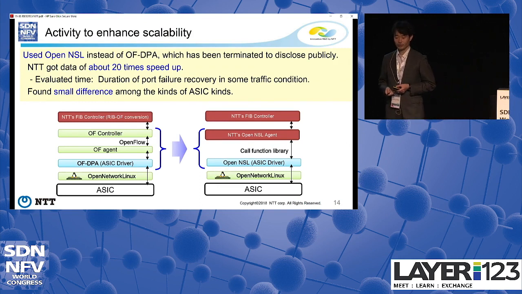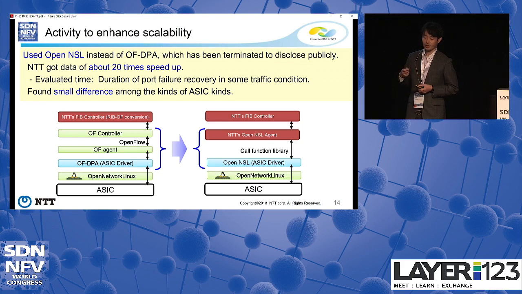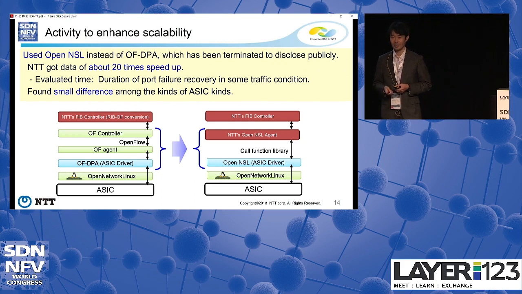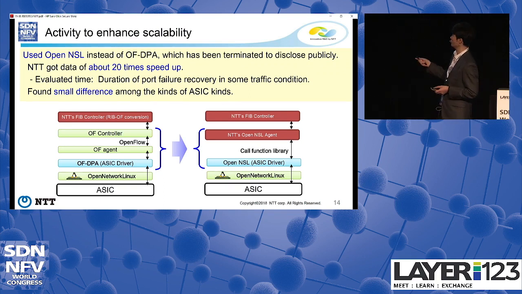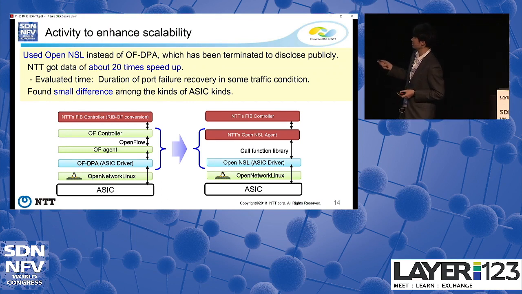So this is a trial we are doing, as I mentioned before. The title is to enhance scalability, but it also has a negative meaning. Broadcom stopped disclosing their own open interface, OFDPA. So we had to change to another interface. We searched and decided to use Open Network Linux, Open NSL. In this architecture, we don't have to use the OpenFlow agent or OpenFlow controller. We just made a small piece of software to call the function library of OpenNSL. In this architecture, a kind of shortcut, in certain test items we recognized about 20 times speed up.